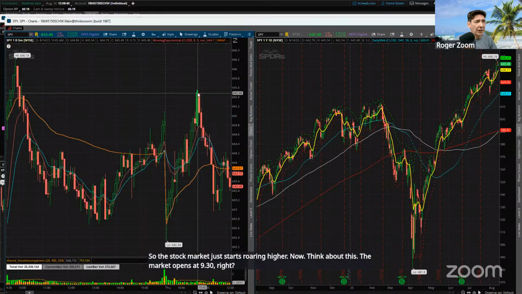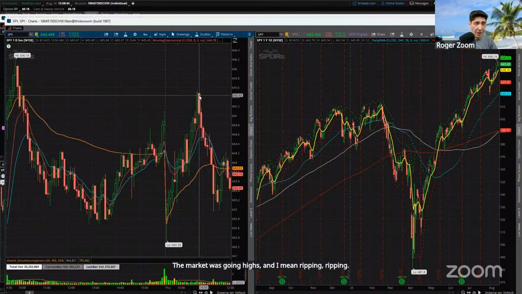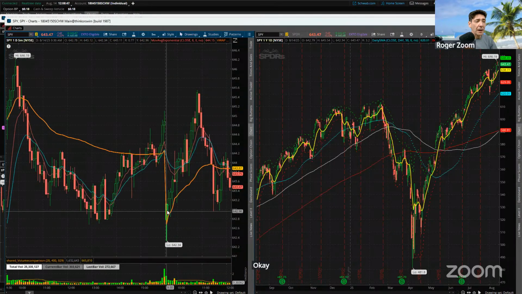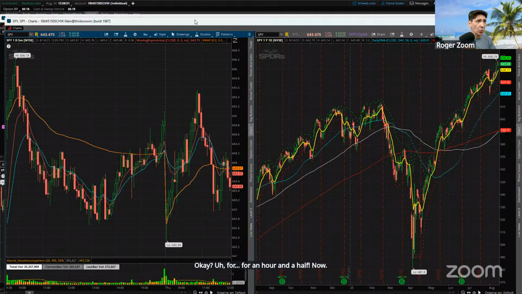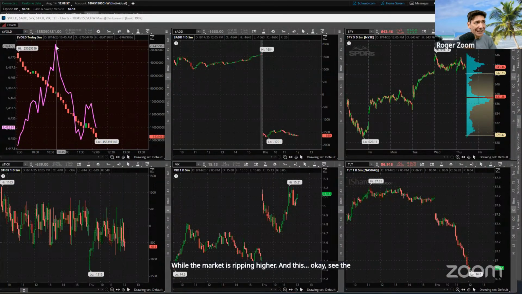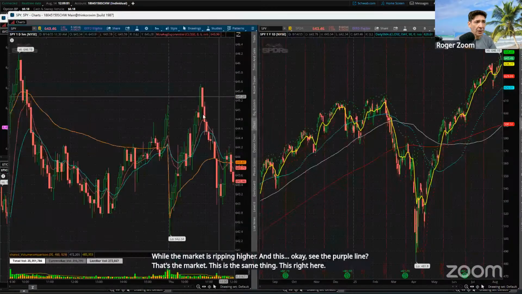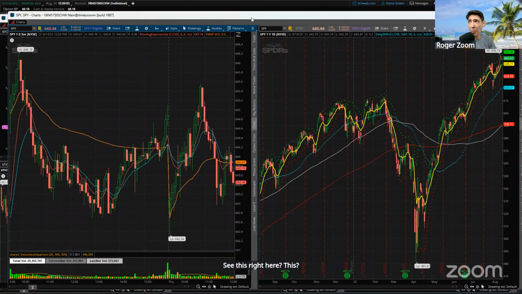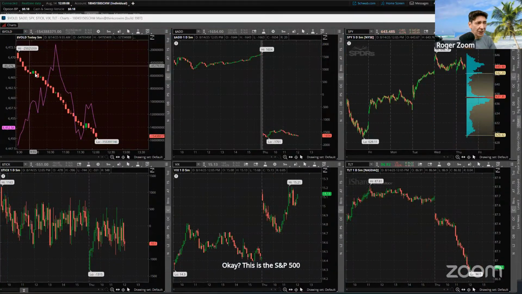The market was going to highs, and I mean ripping, ripping, ripping, okay? For an hour and a half. Now, while the market is ripping higher, see the purple line? That's the market. This is the same thing. That's the purple line right here. Okay? This is the S&P 500. And this is the Vold.